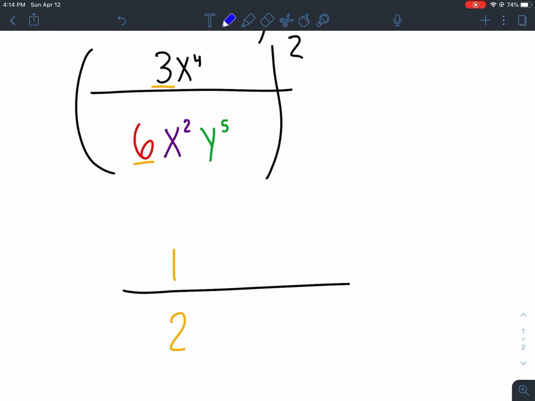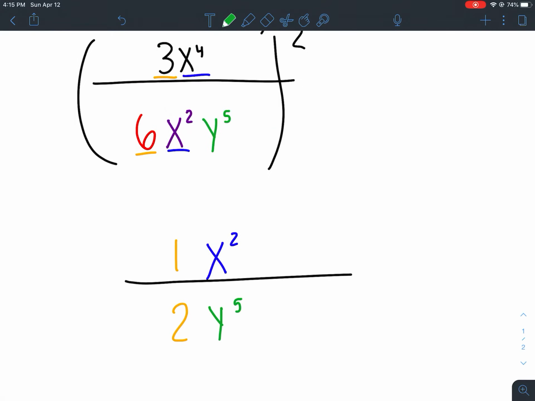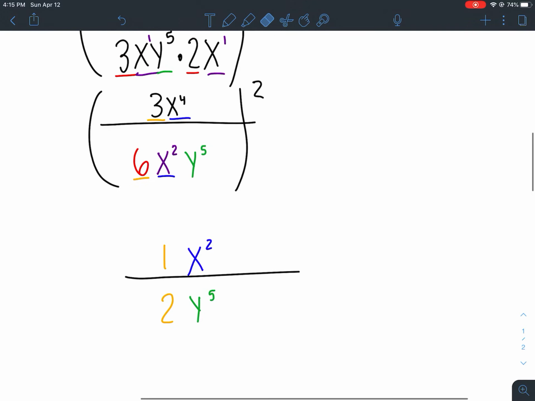The next thing I notice is I do have common bases of x. Now I have x to the 4th in the numerator, x to the 2nd in the denominator. Where are there more x's? In the top, in the numerator. How many more? 2 more. Now the y here. Are there y's on both top and bottom? No, so it actually just stays in the denominator down here. Now, I don't have to write the 1 in front of the x squared because it's honestly just a waste of space, but you can write it if you'd like to.